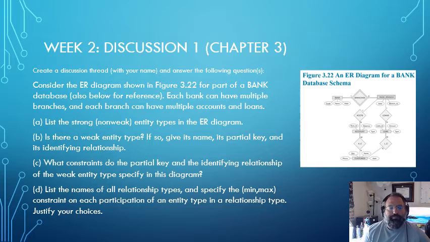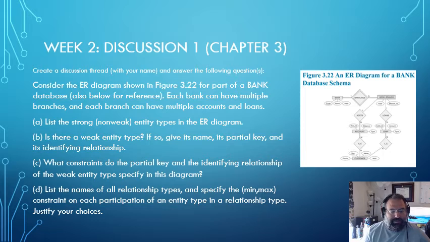Moving into the discussion, the first discussion, which centers on chapter 3, consider the ER diagram shown in figure 3.22 of your text. It's part of the bank database. Also shown on the side there for reference, each bank can have multiple branches, and each branch can have multiple accounts and loans. Those are many-to-many relationships. List the strong, non-weak entity types in the ER diagram. Is there a weak entity type? If so, give its name, its partial key, and its identifying relationship. What constraints do the partial key and the identifying relationships of the weak entity types specify in this diagram?